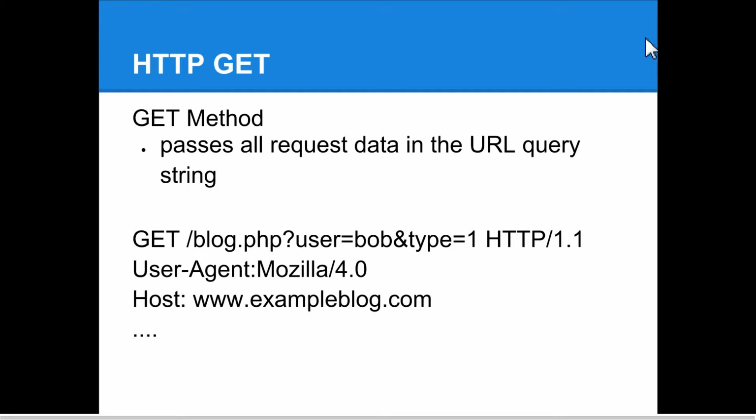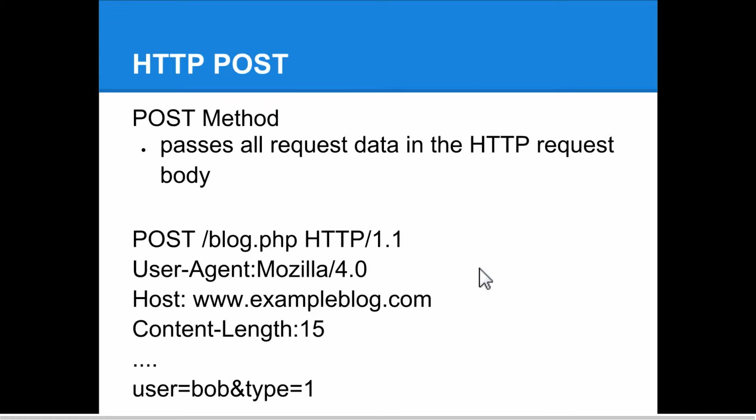What you have to know about it is that all of the request data is stored here in the URL. So basically, you have the specific resource on the host that you're trying to access. So in this instance, it would be www.exampleblog.com/blog.php and then this request data. And that may be used to interact with the database at the back end.